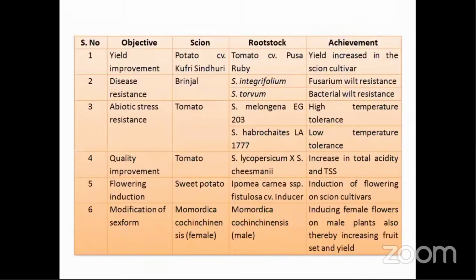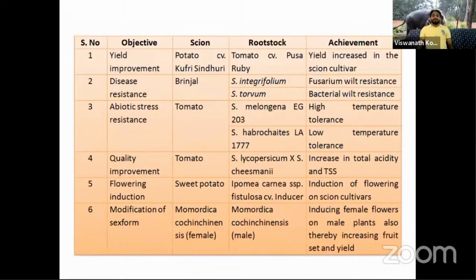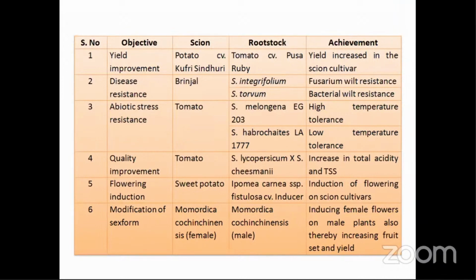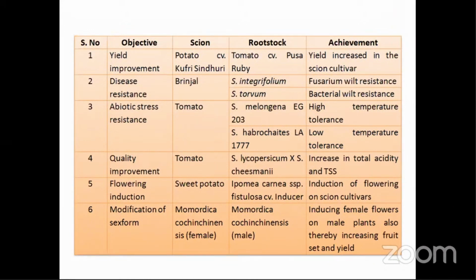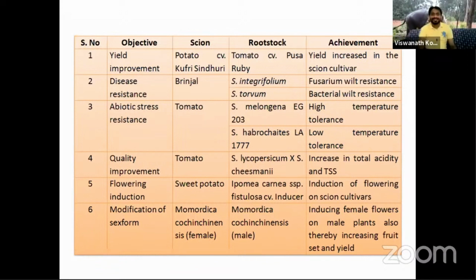So here are the examples. Yield improvement was done in potato scion Kufri Sinduri and the tomato rootstock Pusa Ruby. Yield increased in the scion cultivar. Oh, sorry, here is the mistake. Excuse me. The rootstock is potato and the scion is tomato. I'm very sorry, I didn't see it earlier.